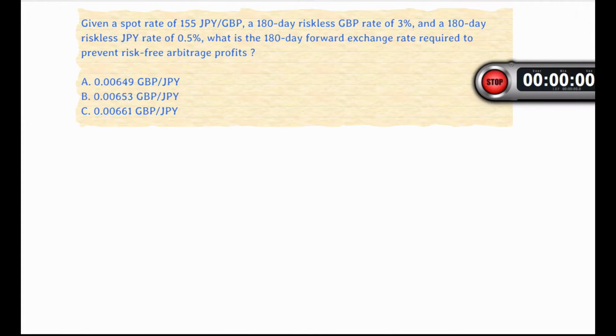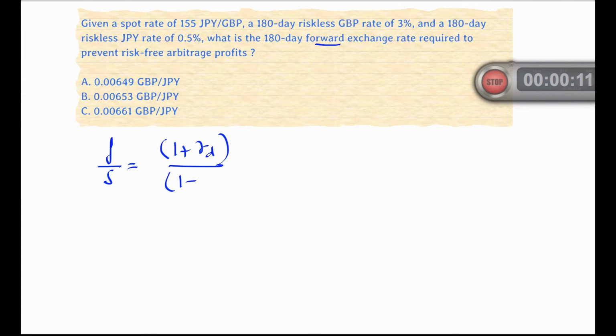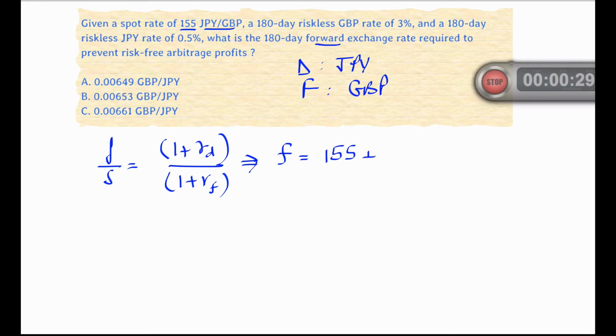This is a relatively straightforward application of a formula with a little bit of a twist. We know from the interest rate parity relationship that forward over spot equals 1 plus the domestic risk-free rate divided by 1 plus the foreign risk-free rate. So in this instance, domestic is the Japanese yen and foreign is the British pound. So we plug in these numbers and forward equals spot, which is 155, multiplied by 1 plus domestic risk-free rate of 0.5%.